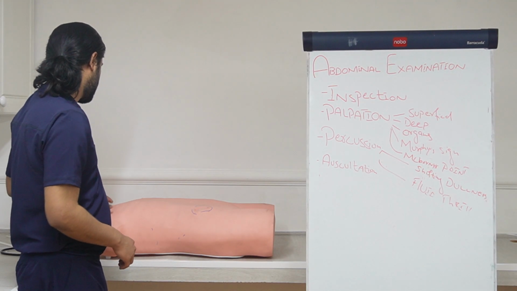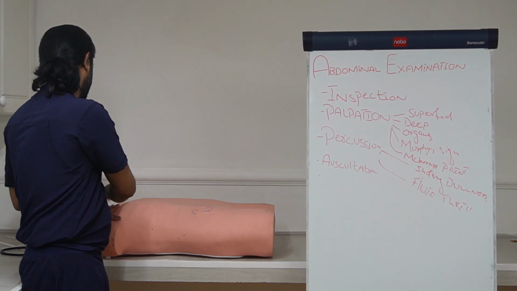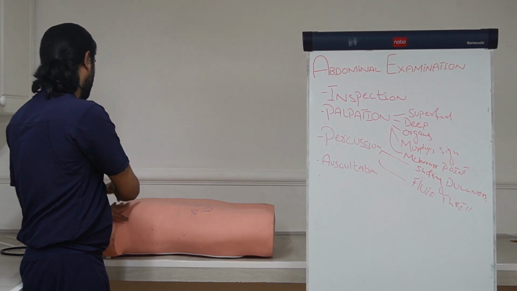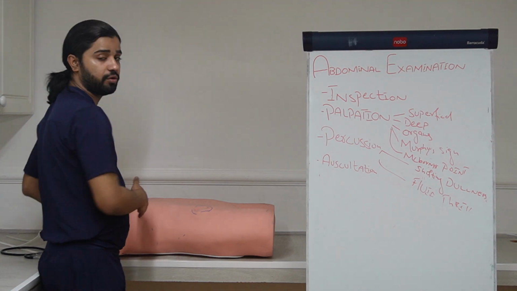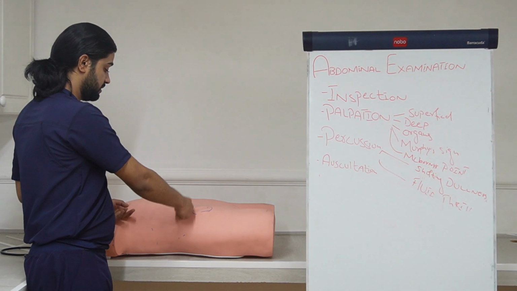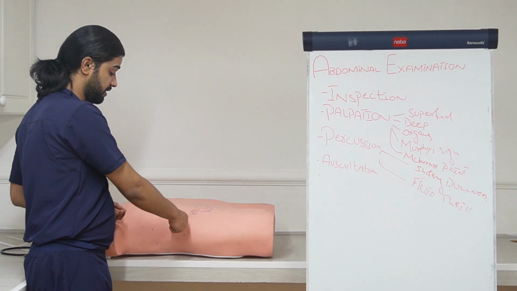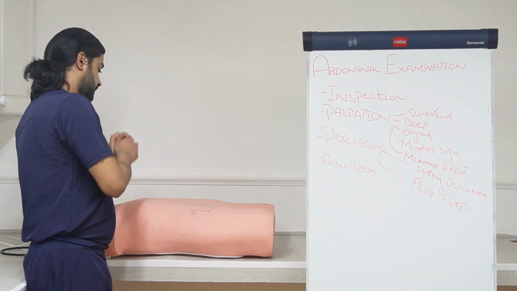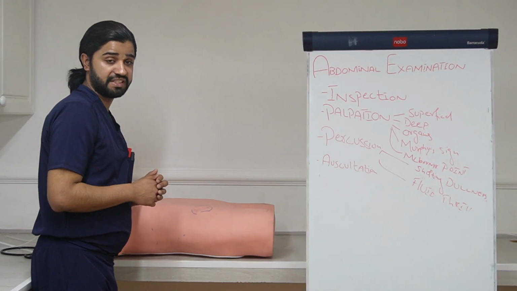Start percussing from the central intercostal space. Start moving downward and mostly you will find the upper border in the fifth intercostal space. So if you are able to find the upper border here, and this is the lower border, this is the span of the liver. Alright, and the normal span of the liver is 12 to 15 centimeters.